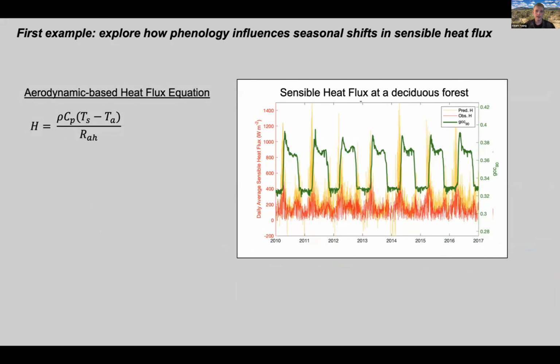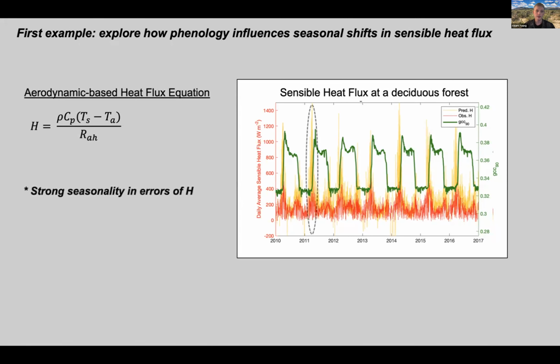Specifically, we can look at this plot here. We can see what we were predicting in yellow, what was being observed or measured at the flux tower in red. And then, of course, we have our greenness curve from PhenoCam on there as well. Essentially, what we see are pretty big differences between what we're predicting and what's being measured. But these over predictions or extreme biases are not random or uniform through time. They have a really strong seasonal cycle or pattern to them.